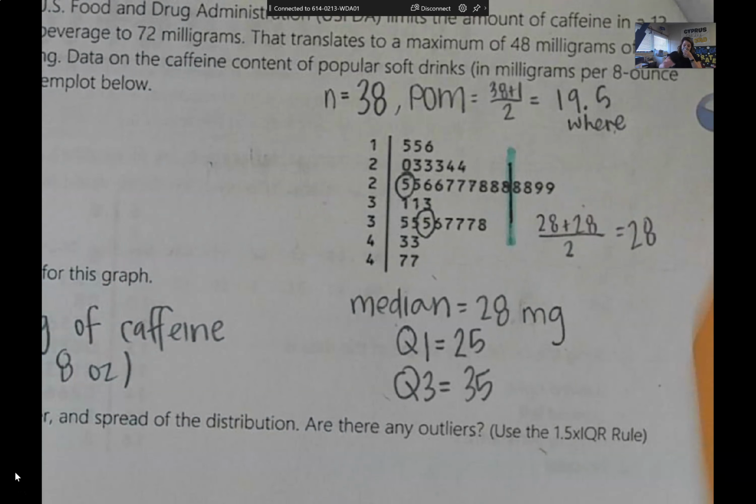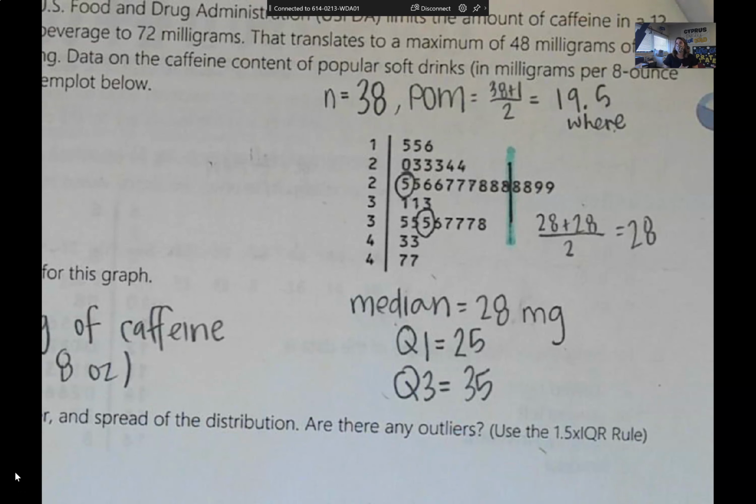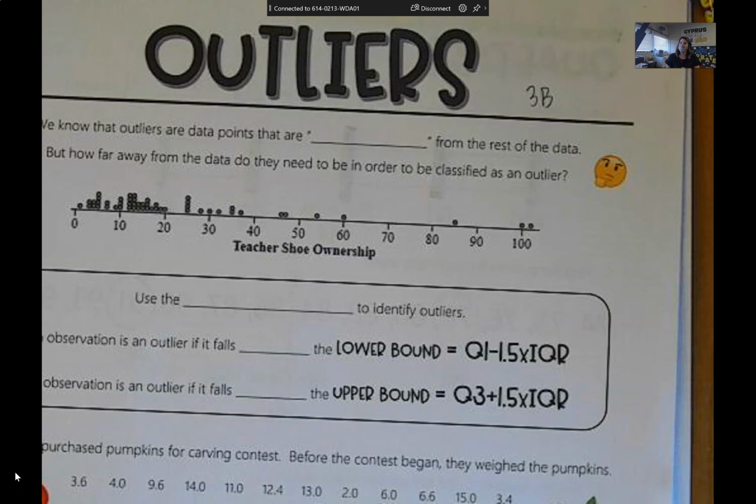Okay, so we went through and learned how to find the median, because center is something that they always want to know when we're asked to describe a distribution. Then we used that skill to learn how to find the quartiles, because we need to know those in order to determine if an observation is an outlier. So that's where we're going next: this outliers page with the pumpkins on it.